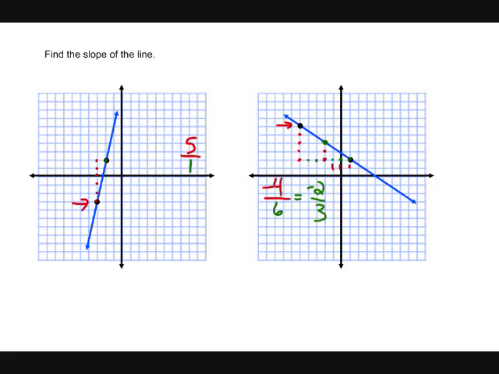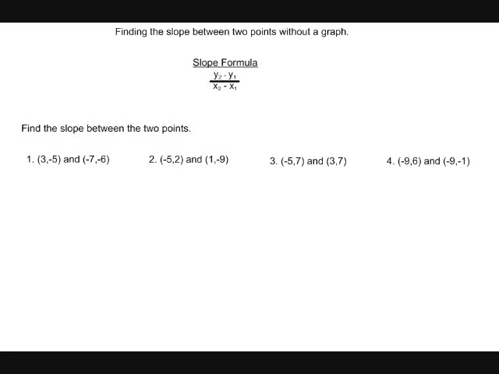Now we're going to take a look. We use rise over run anytime that we're looking at a graph. And so we are going to take a look at how you can also find the slope whenever you are looking at 2 points.